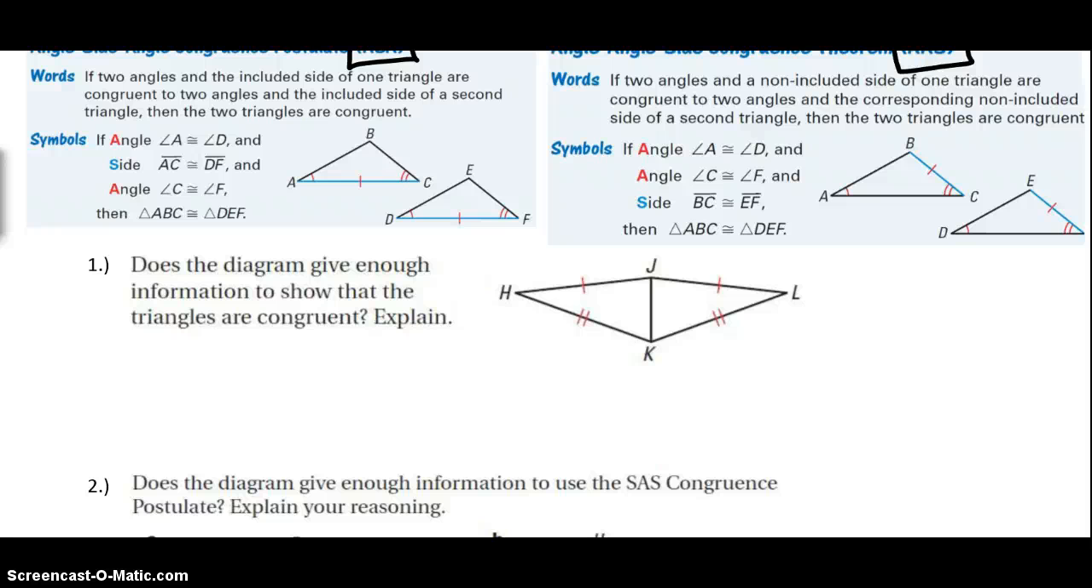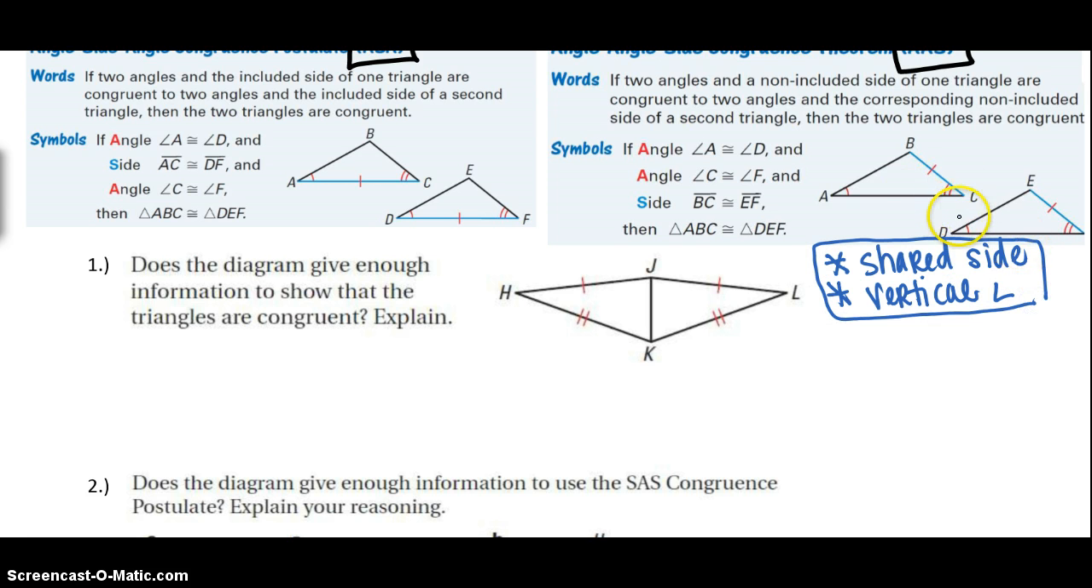Does the diagram give enough information to show that these 2 triangles are congruent? Well, you always want to check something here. Always look for a shared side, and sometimes you might need to look for a vertical angle, all right? These 2 guys are very important to look for always. So in our picture, do we have any shared sides or vertical angles? Well, we have a shared side. Boom, boom, boom, right there.